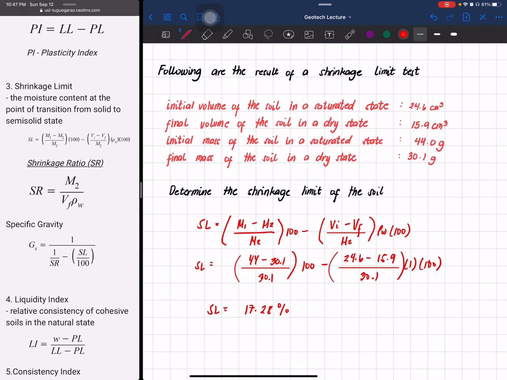Okay, so that is your shrinkage limit, and that will be the examples for physical properties of soil. So it's really just a matter of how you're going to memorize the formula and how you're going to manipulate the formula. Okay, so if you do have questions, please do message me in Telegram.